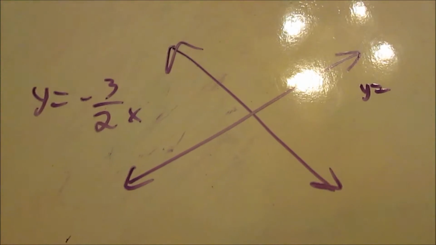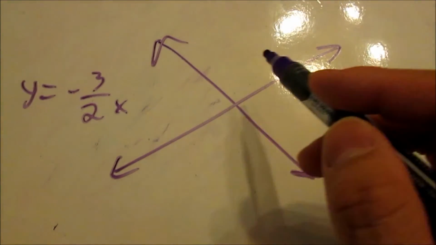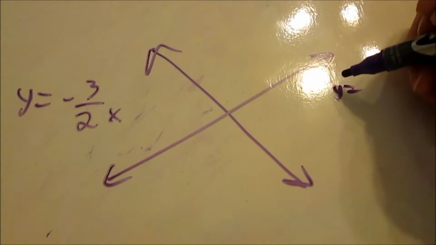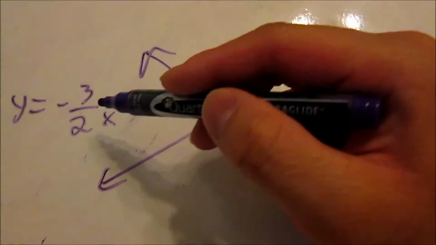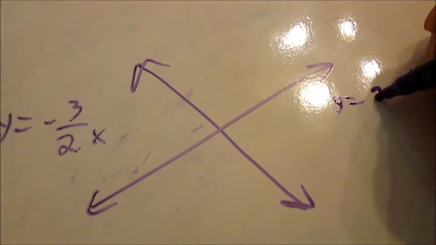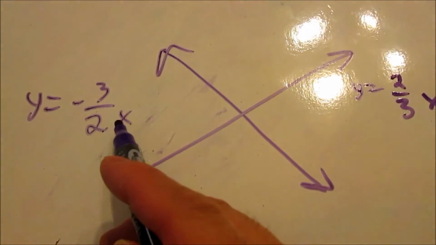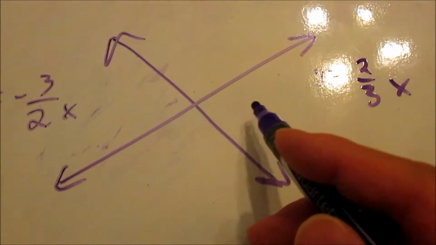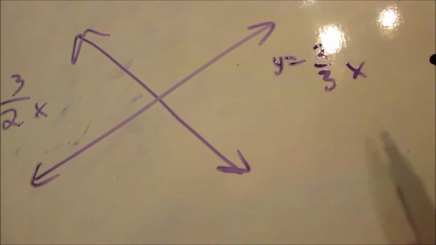Another example. Let's say this is y equals negative 3 over 2x. The perpendicular line will be, take the opposite, so it's going to be positive. Then the reciprocal, take 3 over 2 and flip it, and it becomes 2 over 3. Y equals negative 3 over 2x is perpendicular to y equals 2 over 3x.